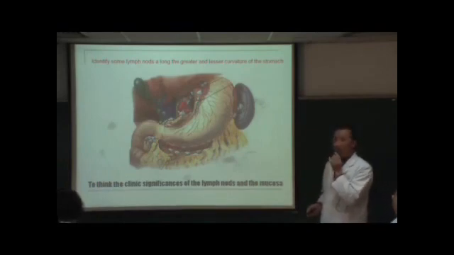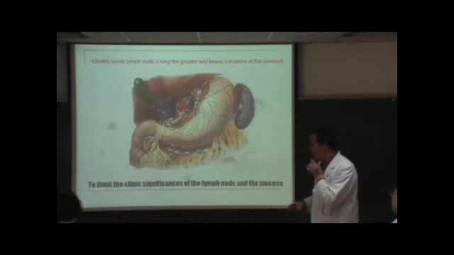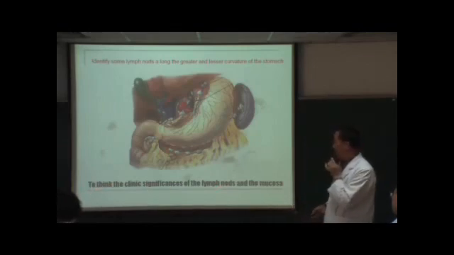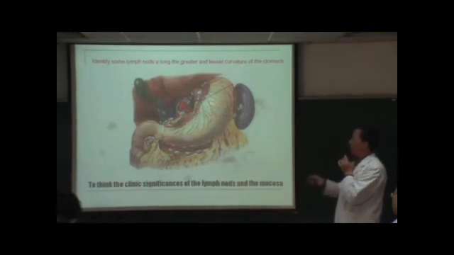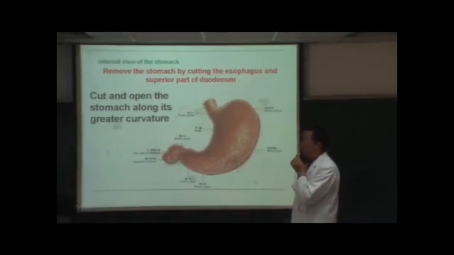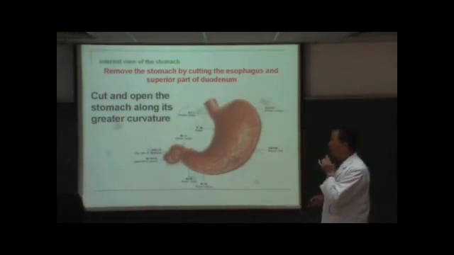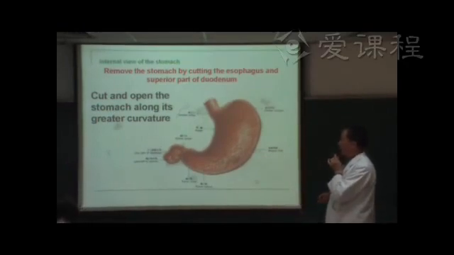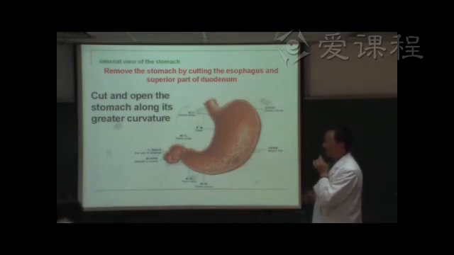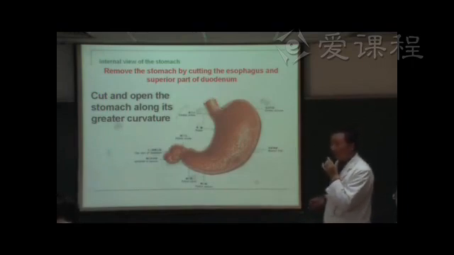And also, when you do it, you should think about the clinical significance of the lymph nodes around the stomach. And then you should remove the stomach and see inside of the stomach. How can you remove the stomach? You cut the lower end of the esophagus.